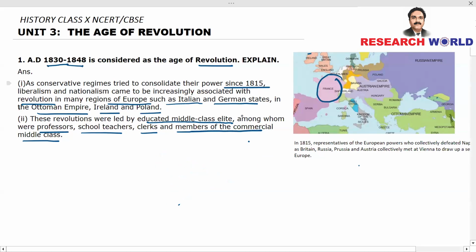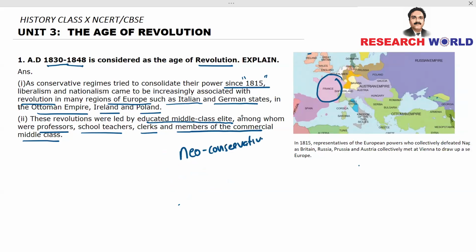Okay, so now this is the political backdrop. This is the political scenario since 1815. And these conservatives were called neoconservatives. So these neoconservatives, as the name implies, were conservative in their mentality. They liked monarchy. They liked a centralized power system. They never liked freedom, liberty, independence, etc. They were intolerant to dissent, etc., etc.